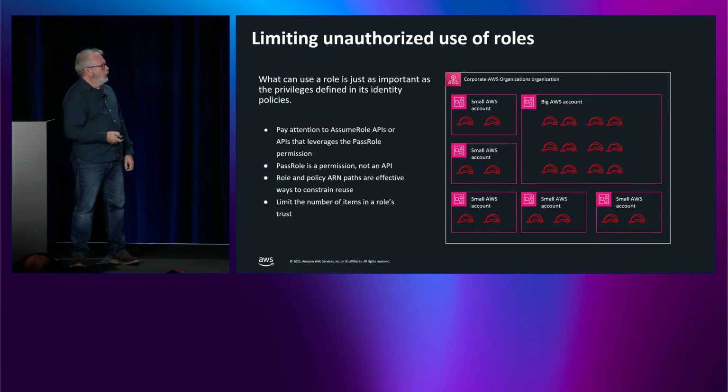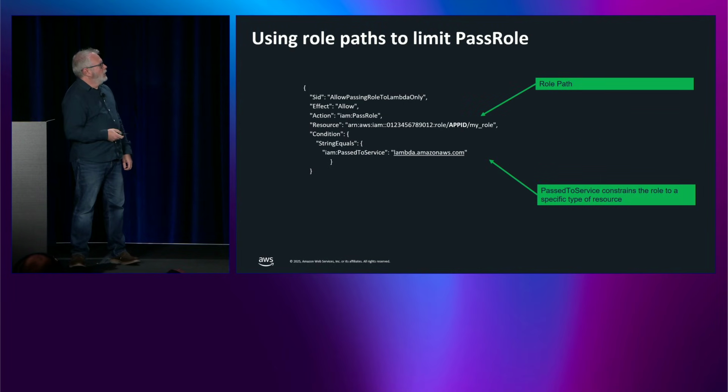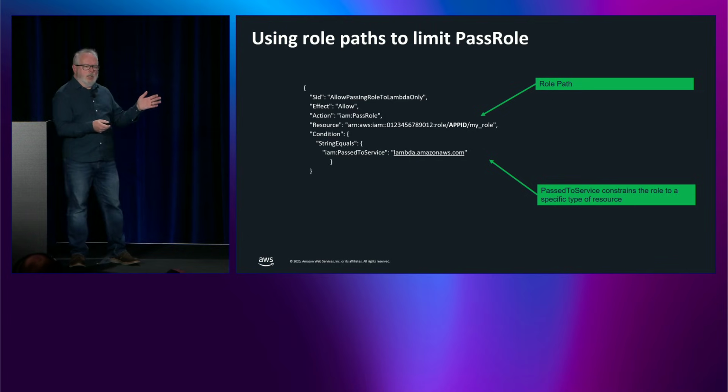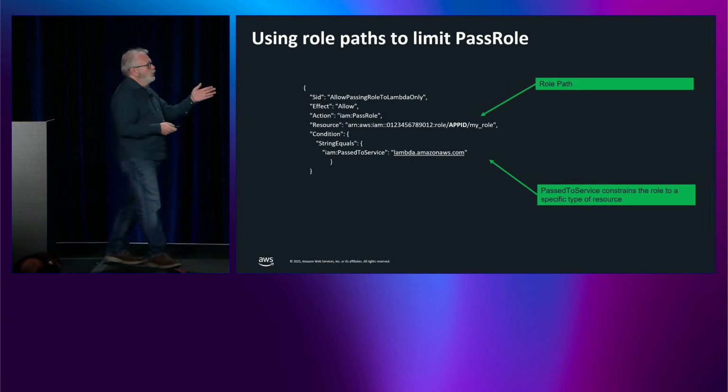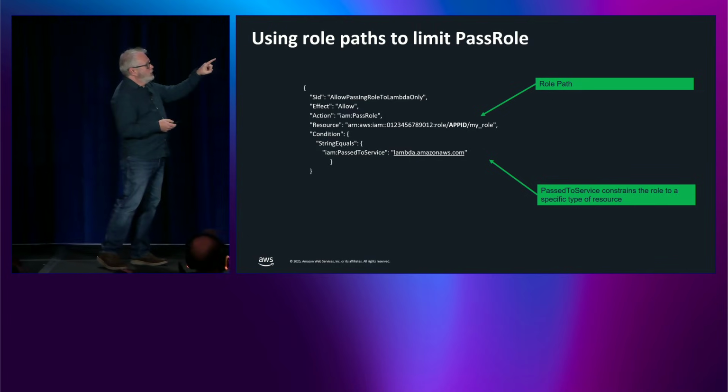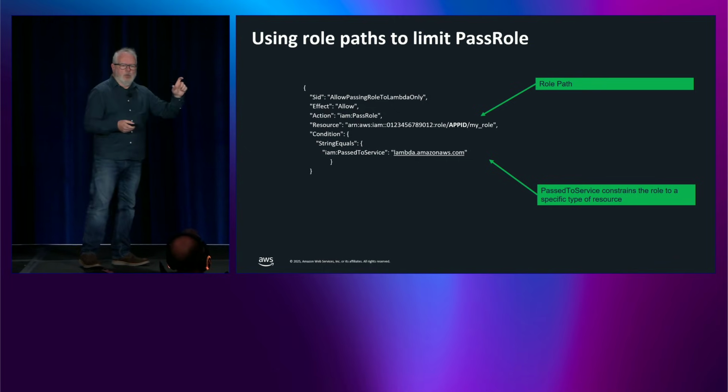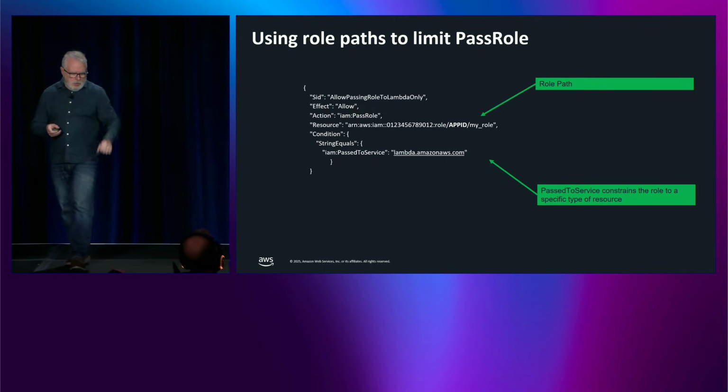So let me show you a couple examples. Here we have a snippet from an identity policy for using pass role, and you can see it there at the top where we have an example of the role path.